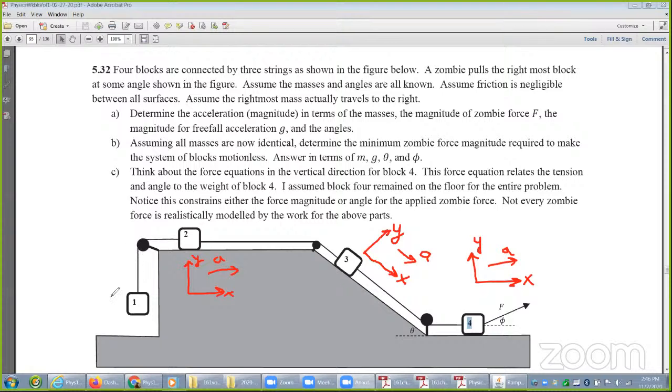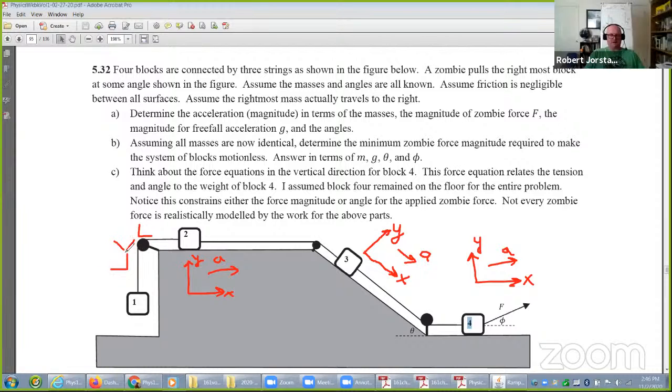Y going to the left and X going up. Like that, right? X and Y. Now, you don't have to do this, but this is what I recommend. And I recommend it for reasons we'll see when we finish this problem. So take a look at that one. That is what I chose to do for my coordinate systems in the solutions.